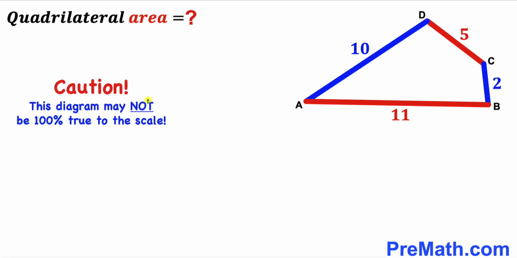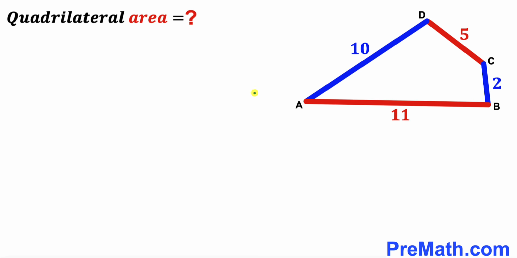And please keep in mind that this figure may not be 100% true to the scale. Let's go ahead and get started. And here's our very first step. Let's make an observation. We can see none of these angles for this quadrilateral are known. The only side lengths of this quadrilateral have been given.